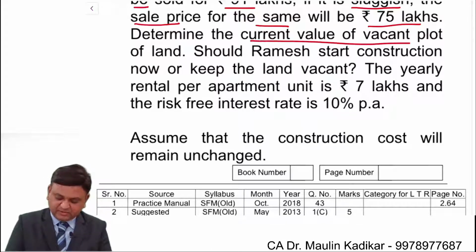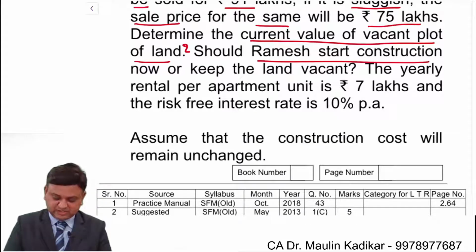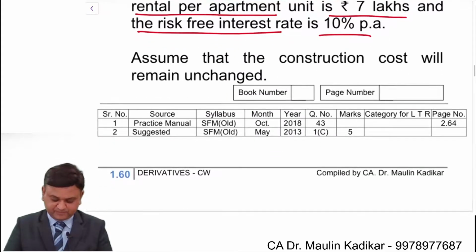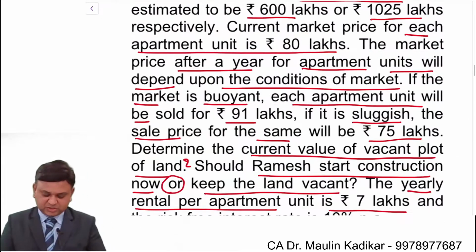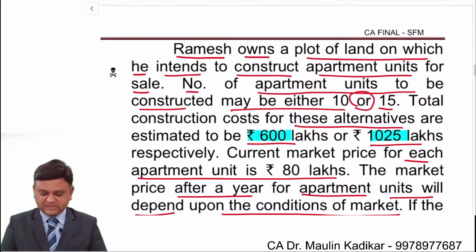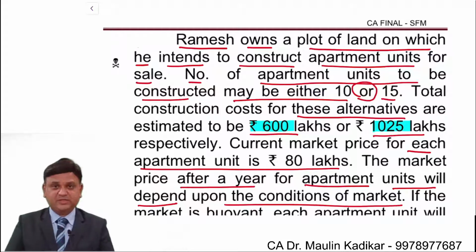Determine the current value of the vacant plot of land. That is the question. The question says further, should Ramesh start construction now or keep the land vacant? The yearly rental per apartment unit is 7 lakhs and the risk-free rate of interest is only 10%. Assume that the construction cost will remain unchanged, 600 lakhs or 1025 lakhs, whether we do it today or after 1 year.